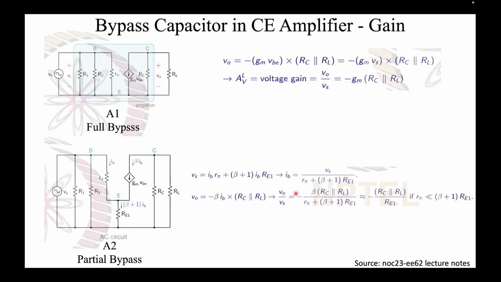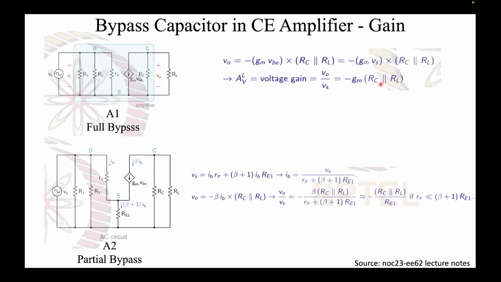Okay, and from this again you calculate V0 over Vs, and you get this expression: beta RC parallel RL over R pi plus (beta plus 1) RE1. And then we have assumed that R pi is very small compared to RE1. Note R pi, if you saw in the last class, is usually small, like a few kilo ohms. If beta is 100 and RE1 is again a few kilo ohms, this quantity is usually very large. So if you drop R pi, the result will come out to be RC parallel RL over RE1.